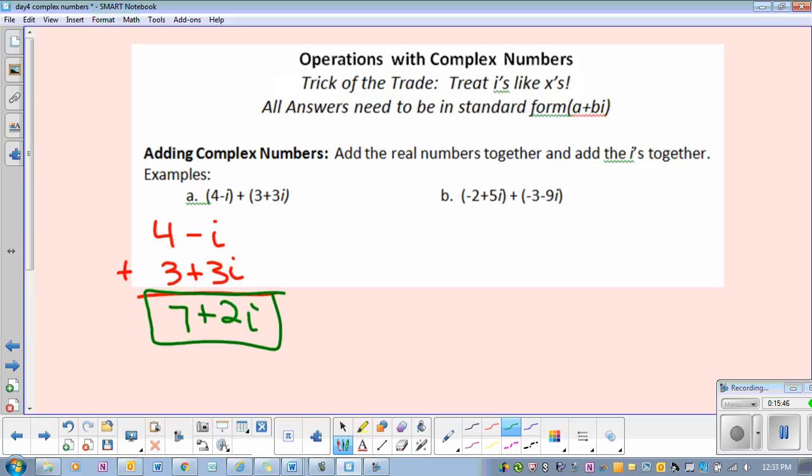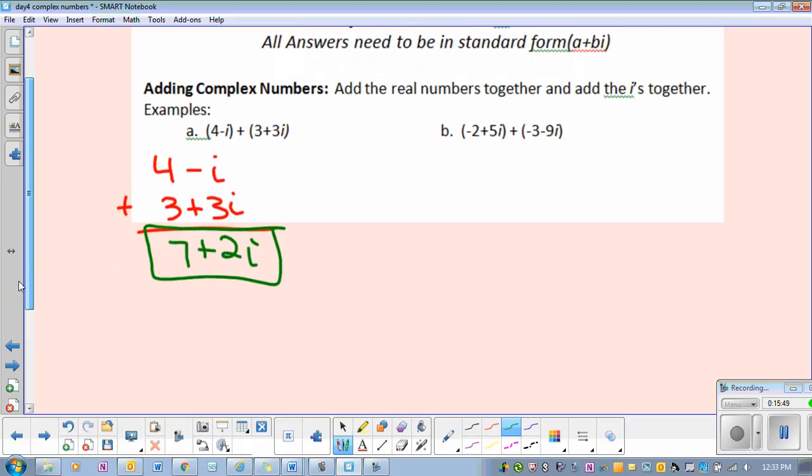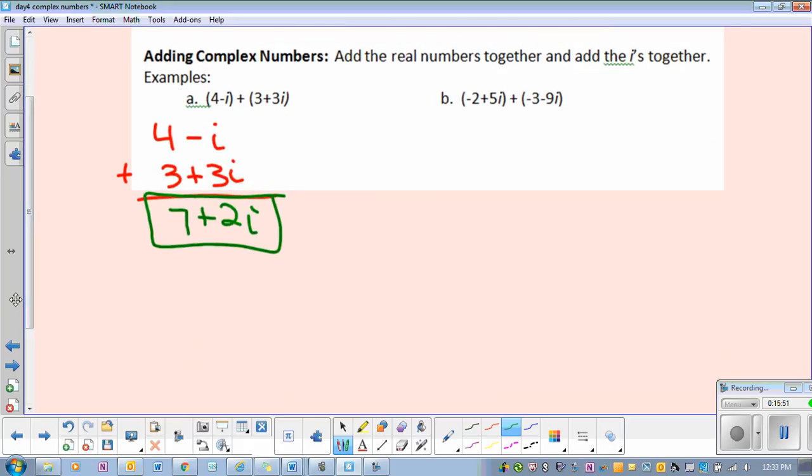Combining like terms. Do you want it in parentheses? No, you don't have to put it in parentheses. How about this one then? What is negative 2 plus negative 3? Negative 5. And what is 5i plus a negative 9i? Negative 4i. There you go.